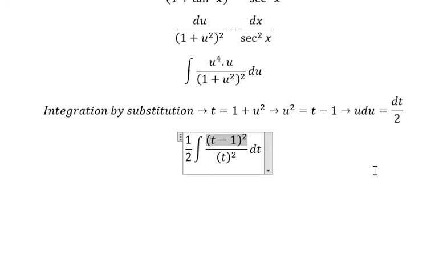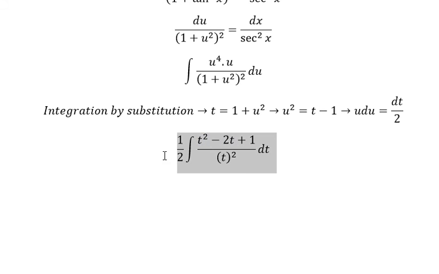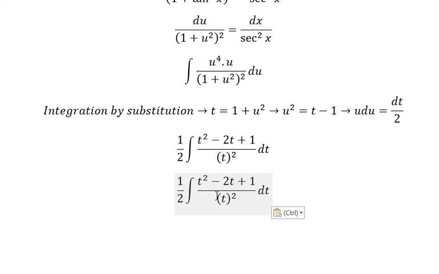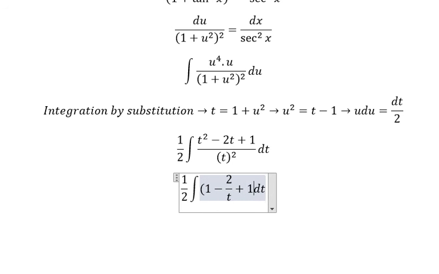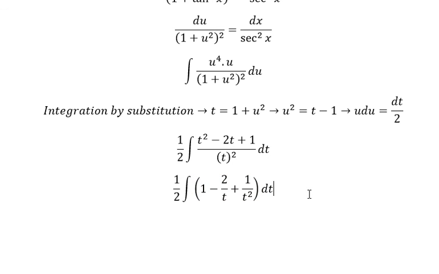And this one we got t squared minus 2t plus 1. So we divide with t squared in here, and you got 1 minus 2 over t plus 1 over t squared. And now we got the final answer.